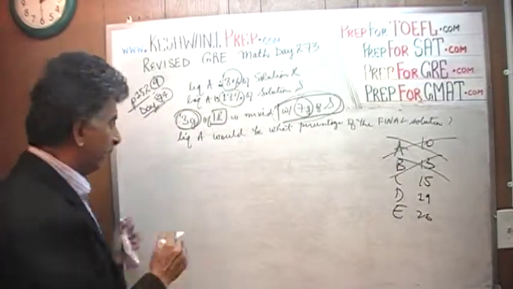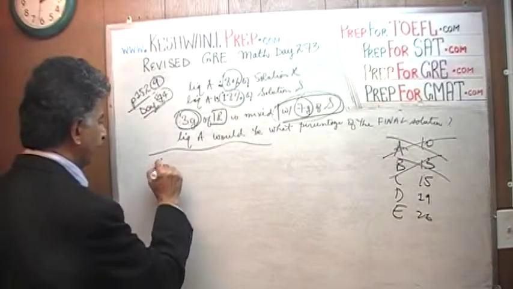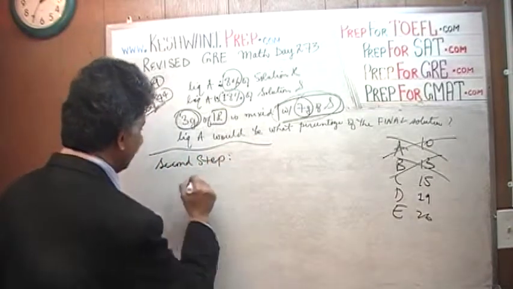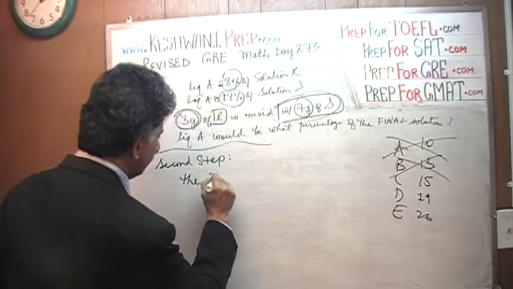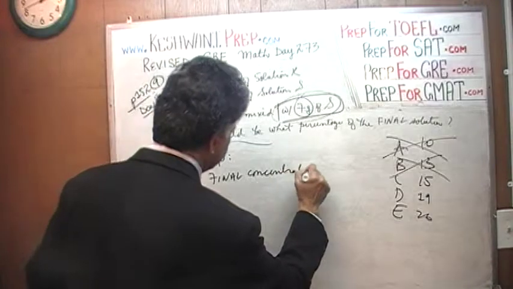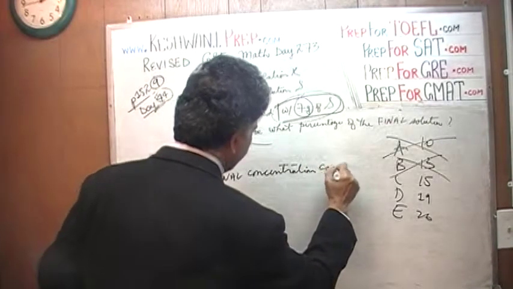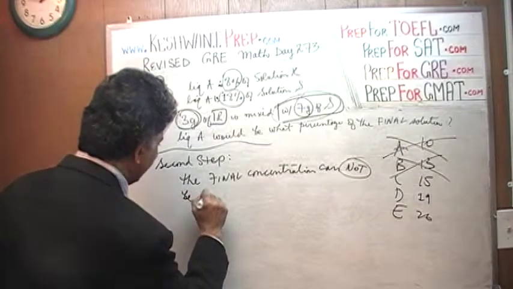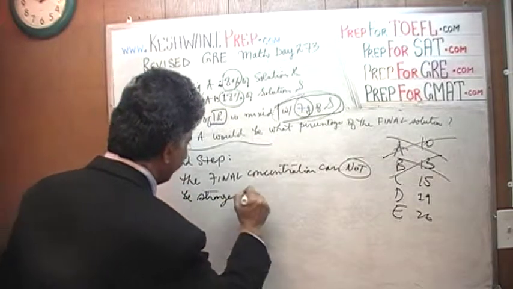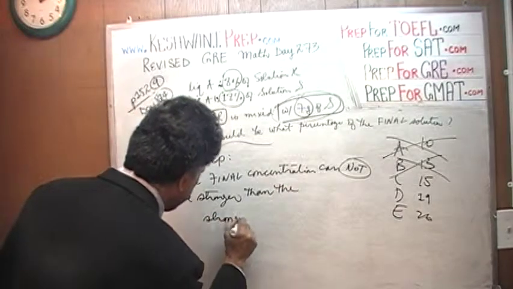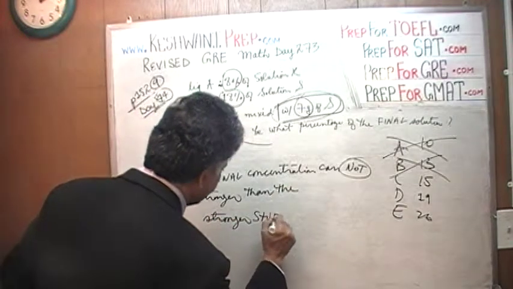Another thing that we need to realize, the second step that we have to understand, is that the final concentration cannot be stronger than the stronger stuff.